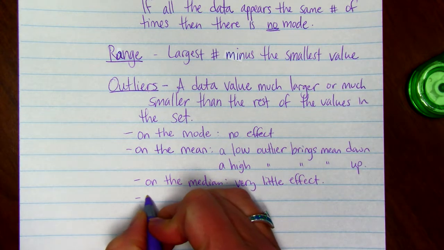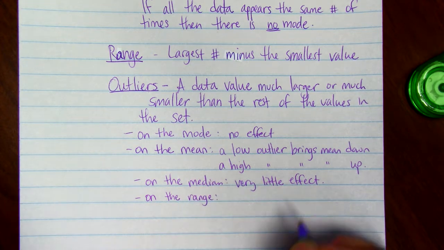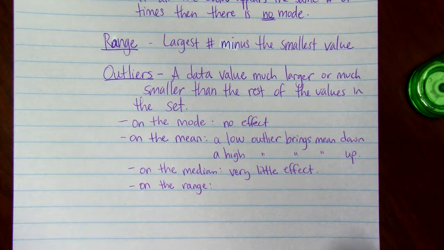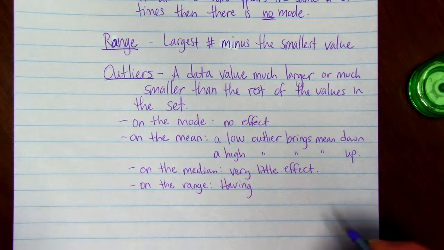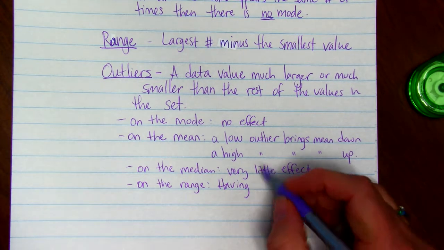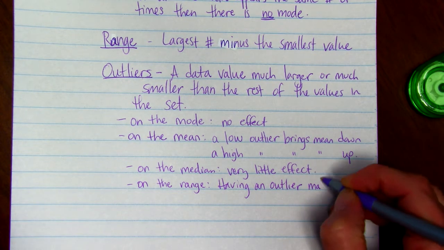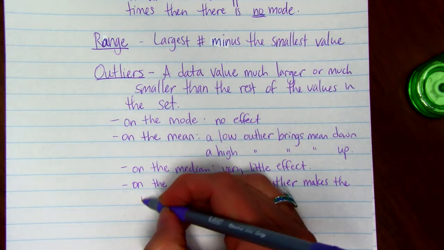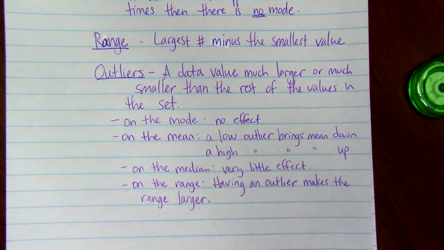On the range, which is not a measure of central tendency, sometimes we like to see how the outlier will affect it. Having an outlier makes the range larger. It doesn't matter if the outlier is the smaller number or the bigger number, just having an outlier makes the range larger. And that's the end of the lesson.